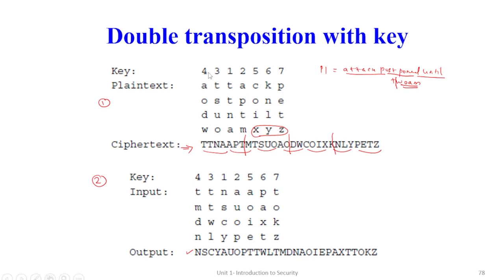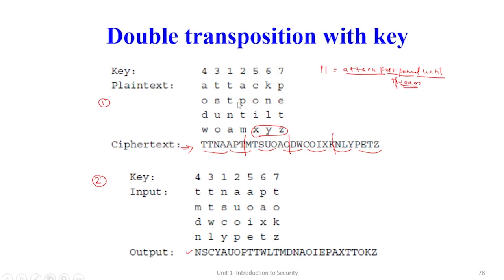Then you write the column number given by the key value, which means we should read the number 1 column first. Where 1 is available, it is at the third column. So what is the answer? TTNA. So first you write it as ciphertext. Then where 2 is available, it is at the fourth column. The values are APTM. Then number 3 is at the second column. The answer is TSUO. Like that we write it. So it is a key encryption.